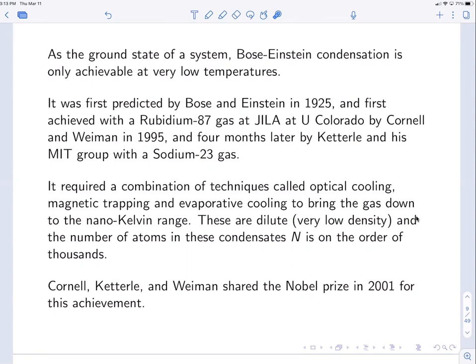And these gases are very dilute, low density, like one millionth as dense as atmospheric pressure. And the number of atoms in the condensates is on the order of thousands. So N is like a few thousand.